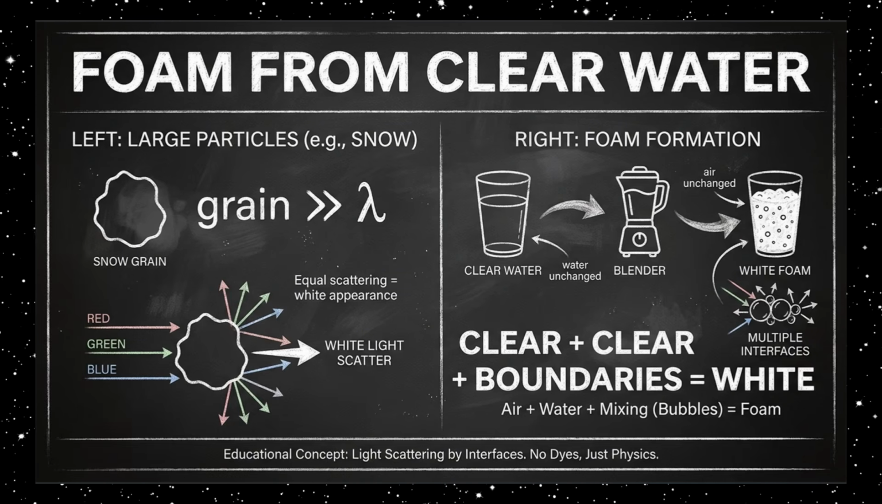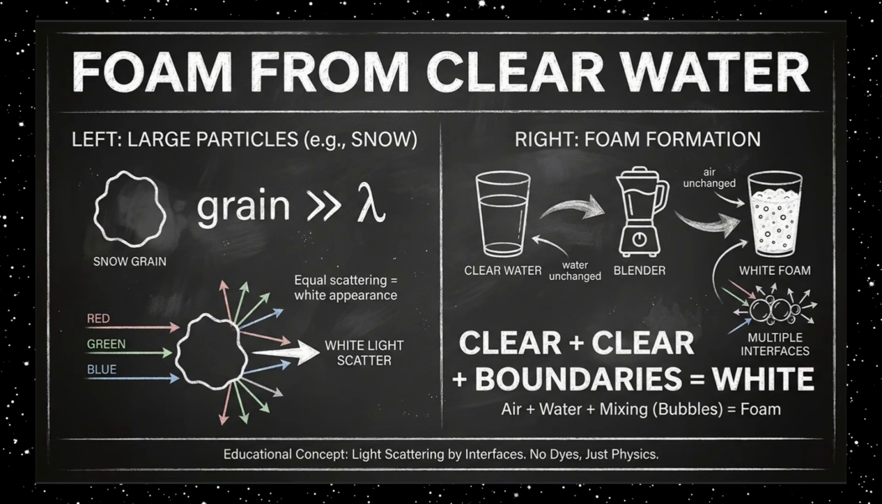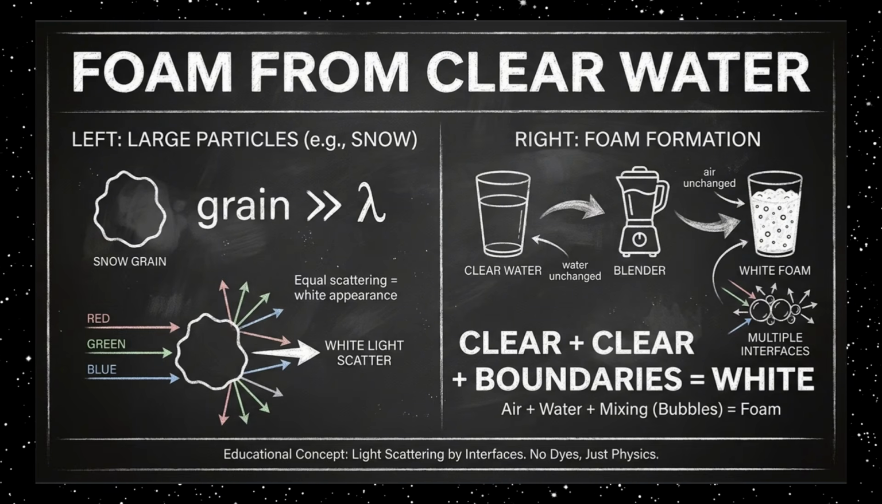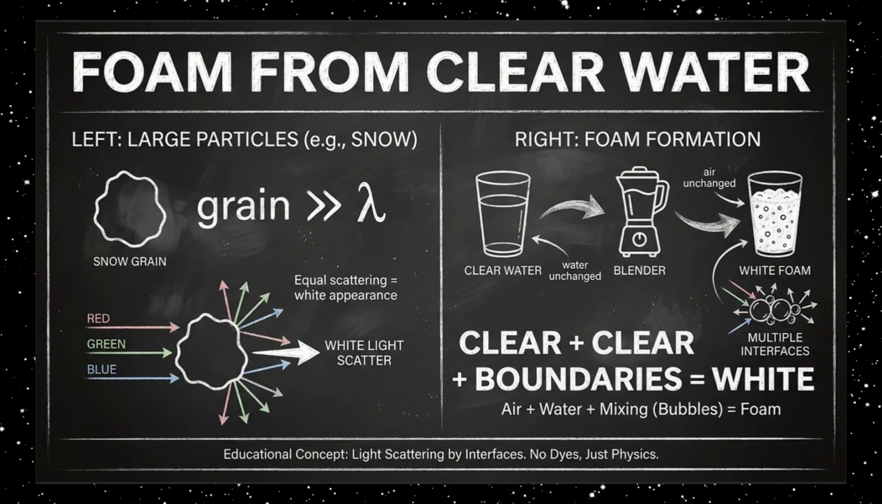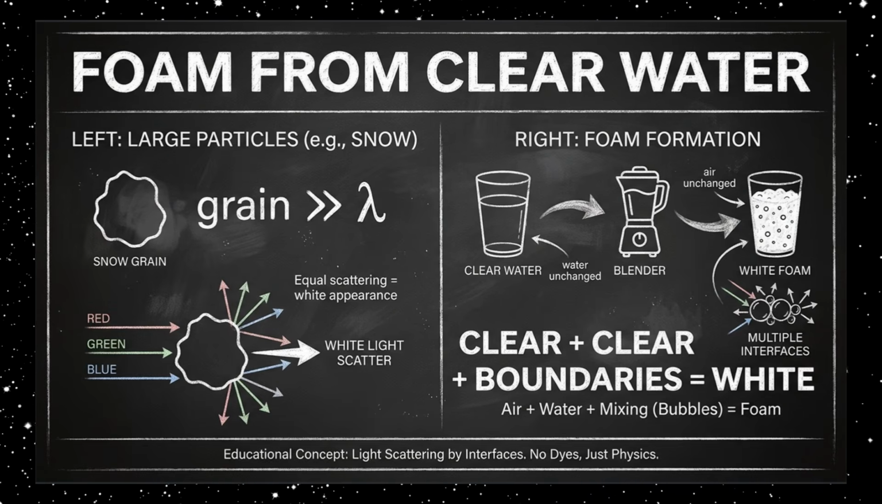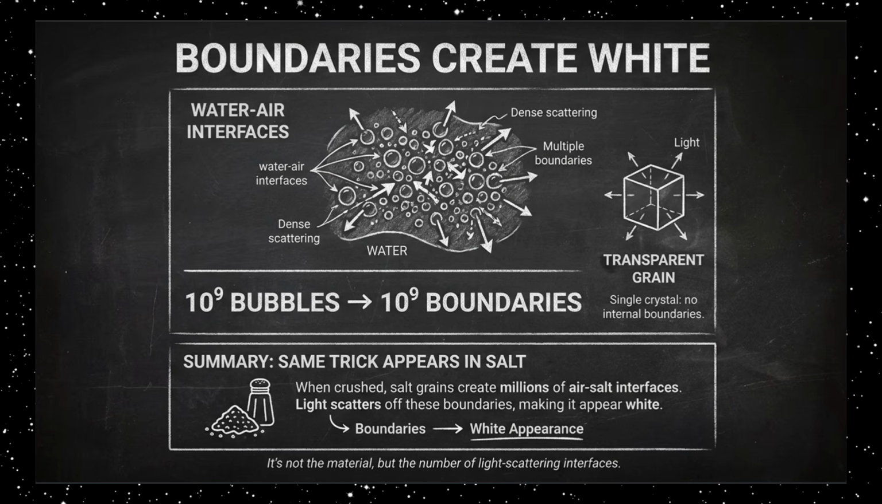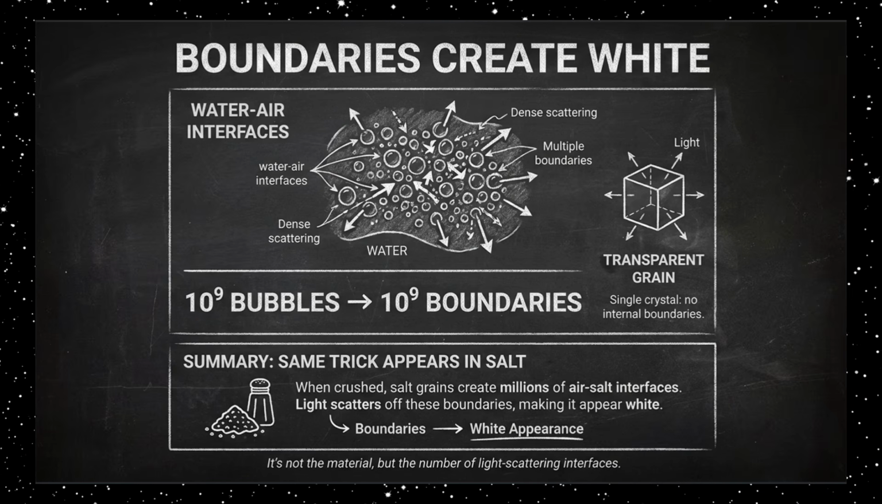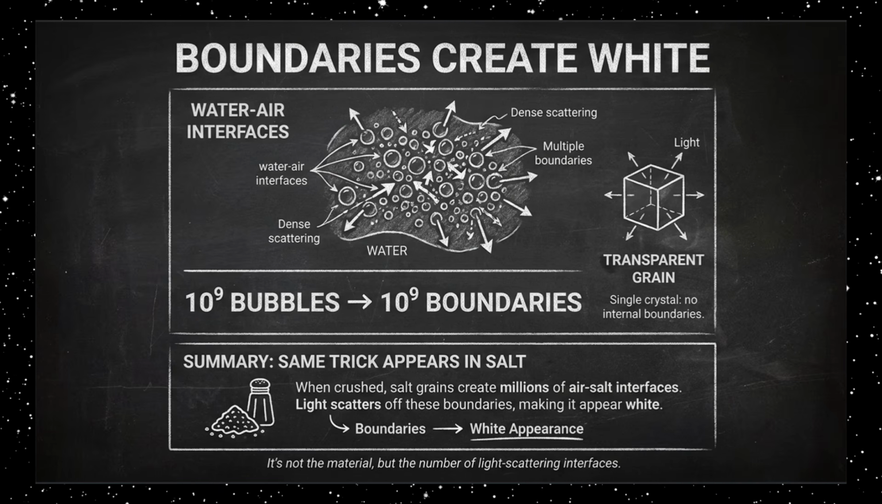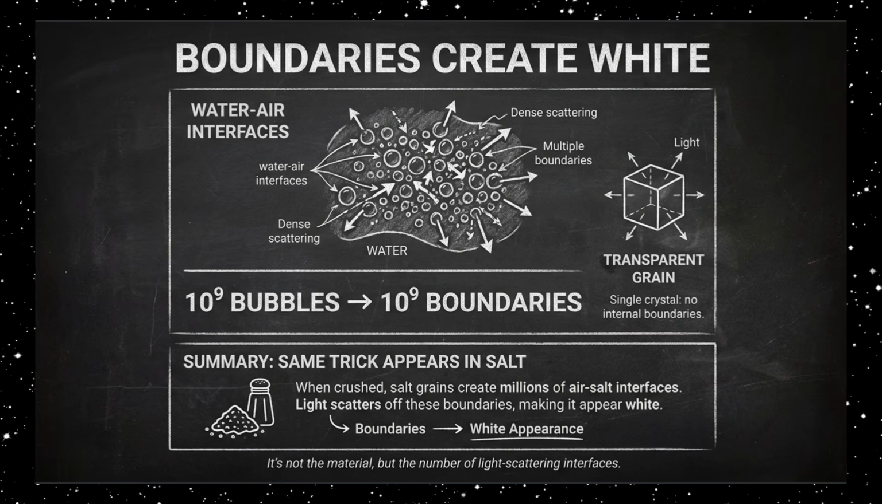White in, white out. This is why a glass of clear water poured into a blender with some air comes out as white foam. The water did not change. The air did not change. You just made a billion little bubbles, a billion little boundaries between water and air. The same trick. Clear plus structure equals white.